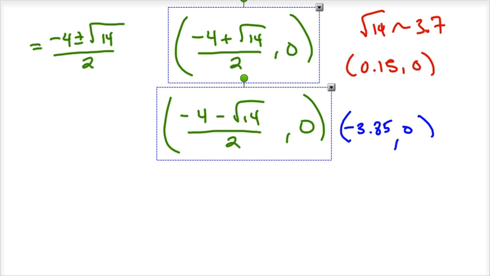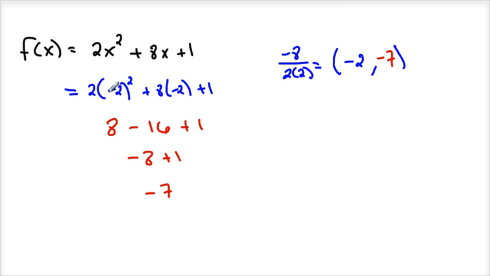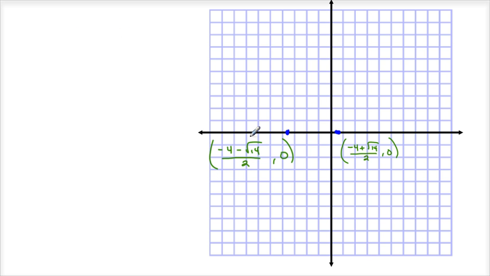Wait. Let's go back to our graph. So negative 2 squared is 4. 4 times 2 is 8. 8 times negative 2 is negative 16, plus 1, negative 8, plus 1, negative 7. Negative 2, negative 7. 1, 2, 3, 4, 5, 6, 7.